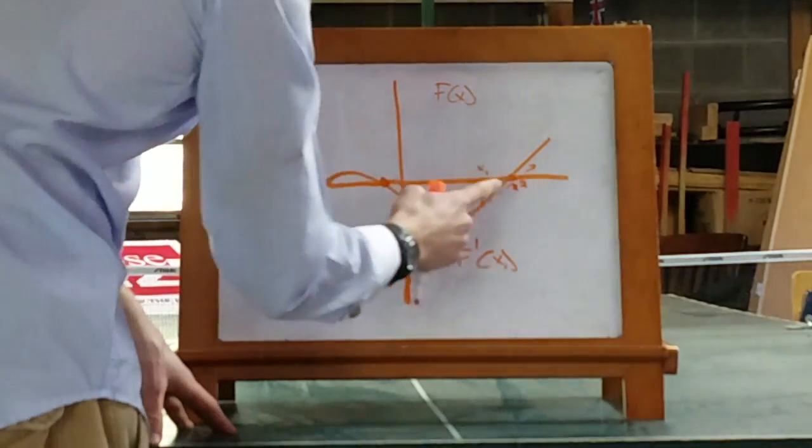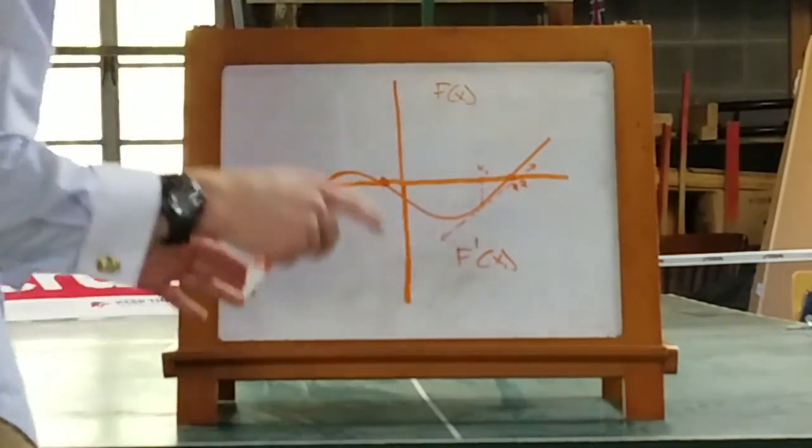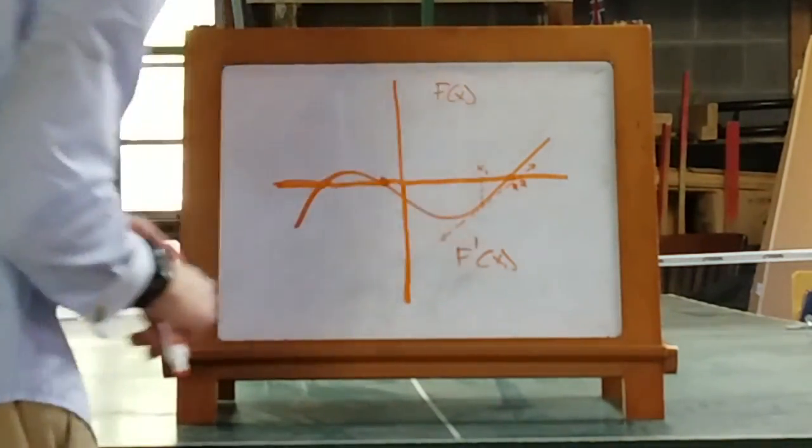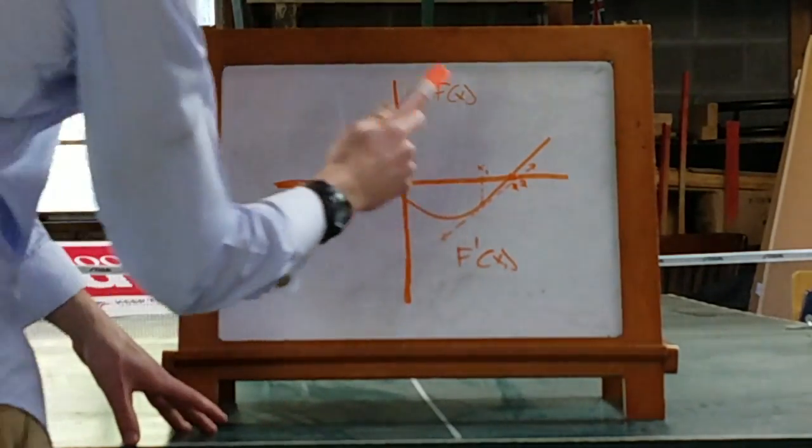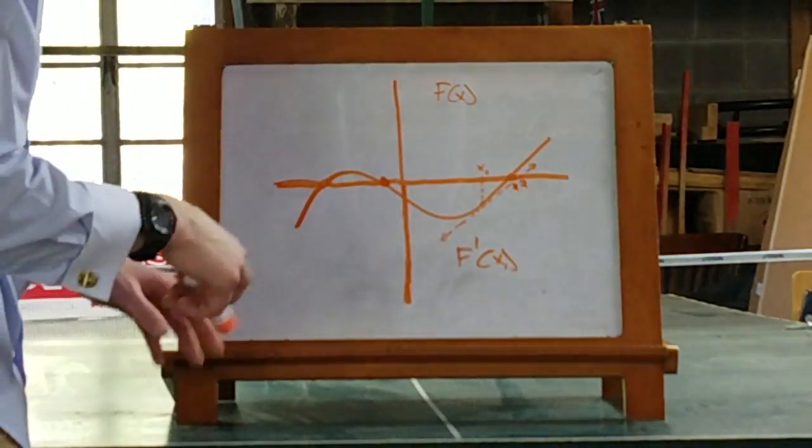Now, we can do this process as many times as possible and keep on finding points closer and closer until we get a good approximation of where exactly x2 is.